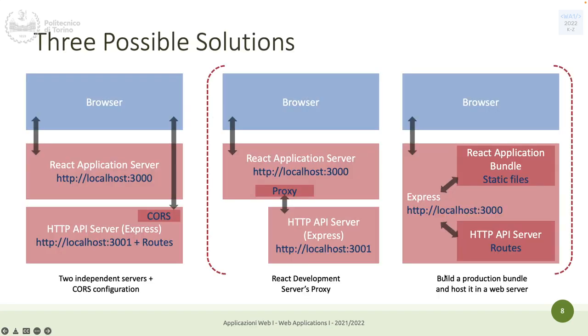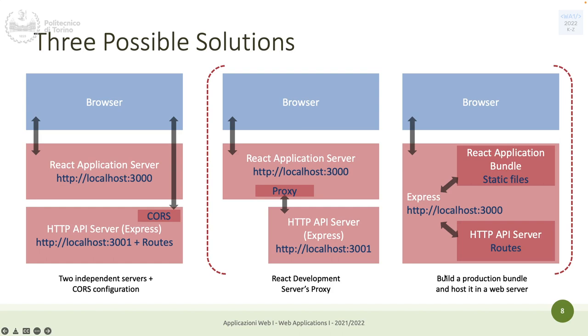And we also have three possible solutions that are reported in these slides. So if you are curious, you can read all of them. The one that we are going to use is the first one. So two independent servers. We will keep two independent servers as we have. We're not going to change anything on that logical setup, but we're going to configure one of them to accept requests from a different origin. Which is the one that we're going to configure to accept requests from a different origin? The React server or the Express server? The Express server.